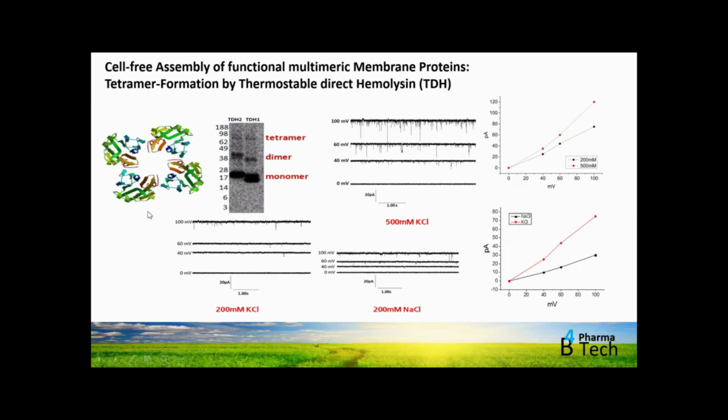Now here is the combination with a cytotoxic protein, the thermostable direct hemolysin, which is the toxic moiety in Vibrio parahaemolyticus, unfortunately currently in the Baltic Sea. This thermostable direct hemolysin can be produced in the cell-free system, ends up as a tetramer, dimer, and monomer, and upon fusion, the tetramer shows electrophysiological activity, and these results have meanwhile been published. So you see the cell-free production of even multimeric proteins is possible in eukaryotic cell-free systems.